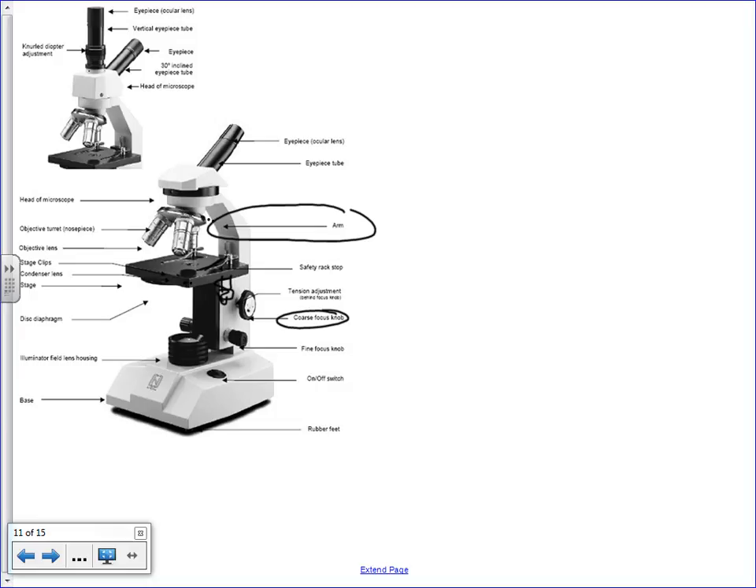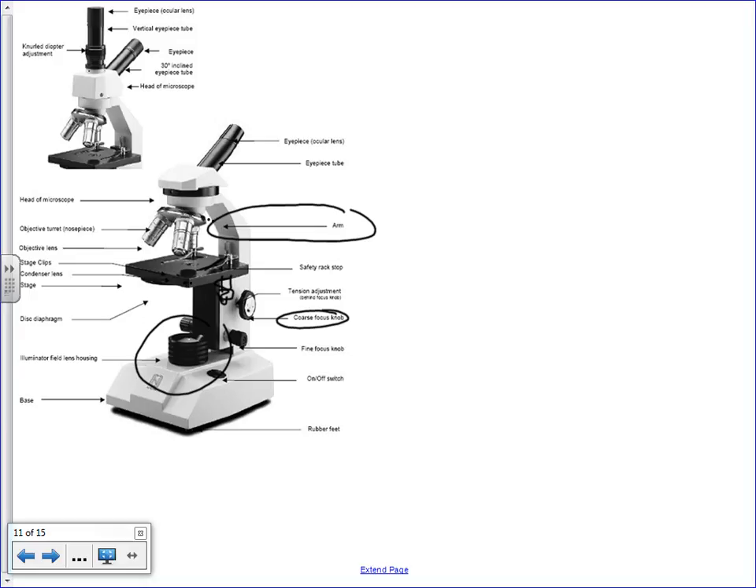All right, other things here that we haven't talked about. Oh, the lights. The light source is down here at the bottom. It's just a little LED lamp. It's got a little power switch on the back here, and it has a rheostat that allows you to adjust its brightness.